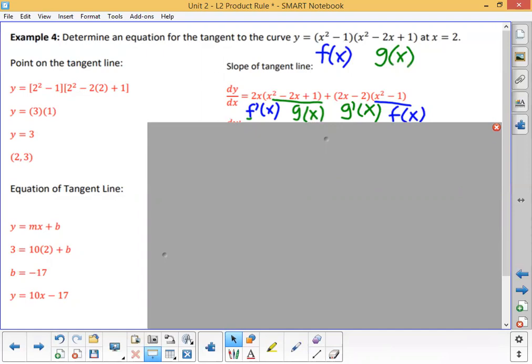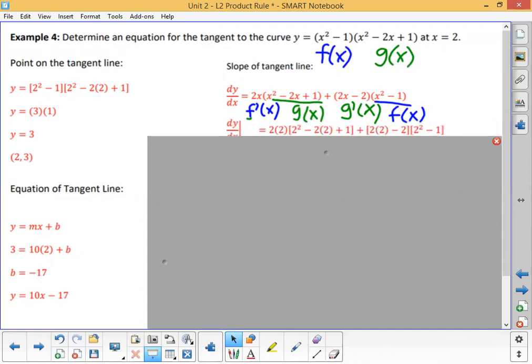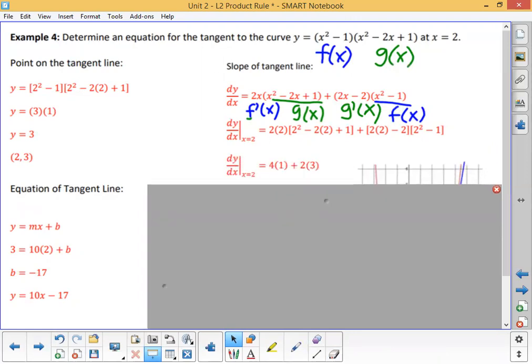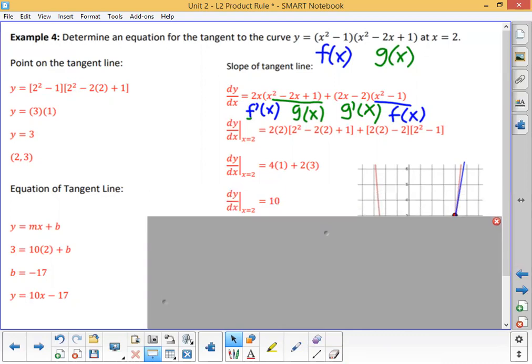Okay, so instead of expanding and doing distributive property at this point, because I know I'm solving when x is equal to 2, I'm going to plug in x is equal to 2 straight into this equation, because remember, the whole goal of this is to find the slope of the function. When I do that, and I do that carefully, the slope of the tangent line, not the slope of the function, the slope of the tangent line at x is equal to 2, because remember, along that curve there are many different tangent lines. At x is equal to 2, the slope of the tangent line is equal to 10.